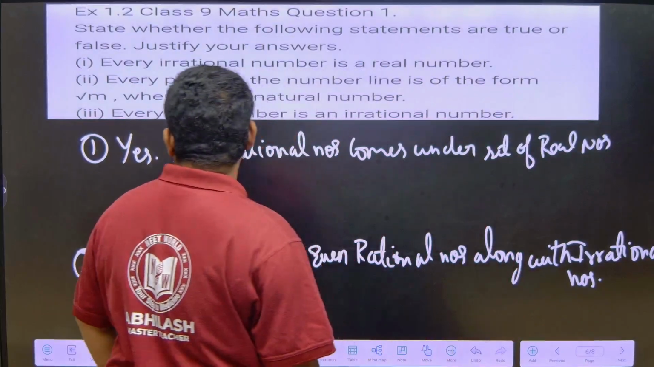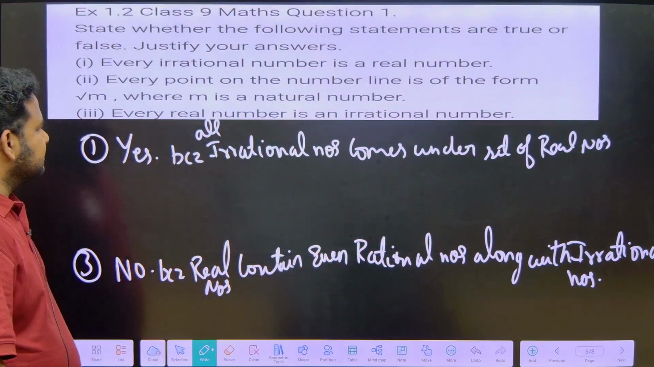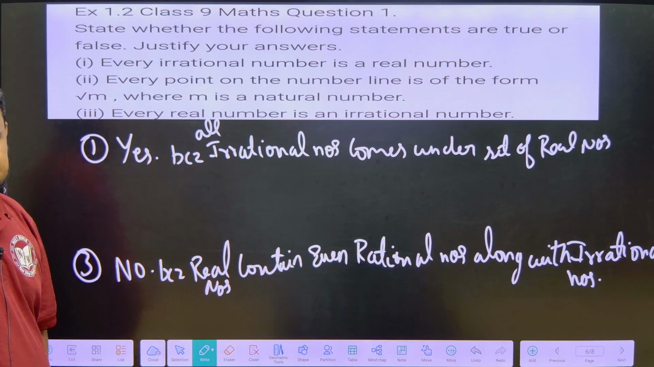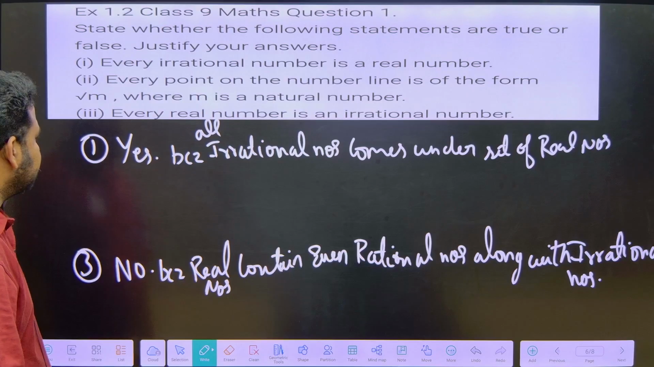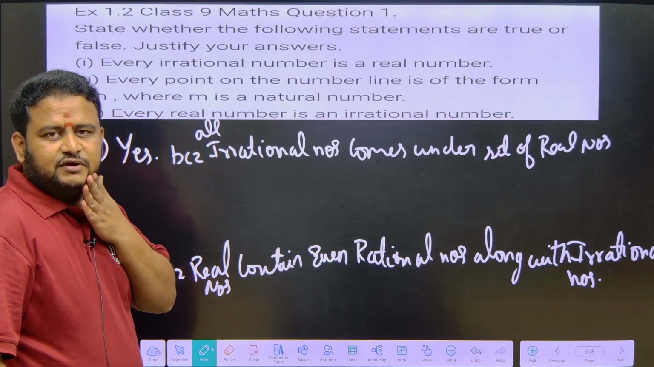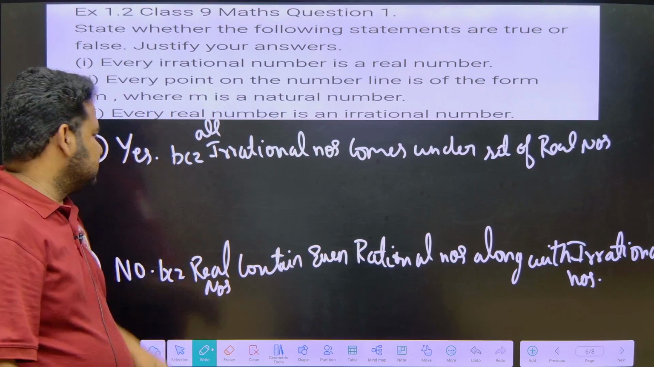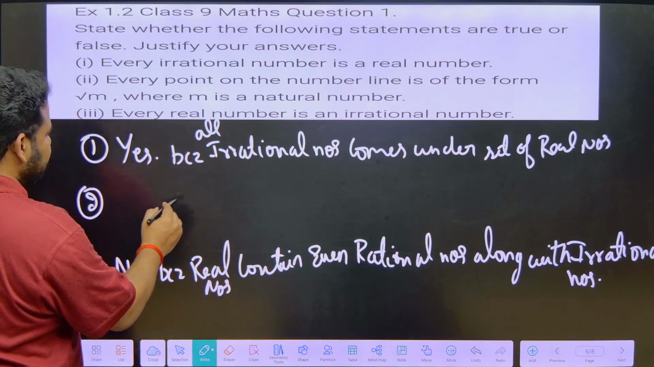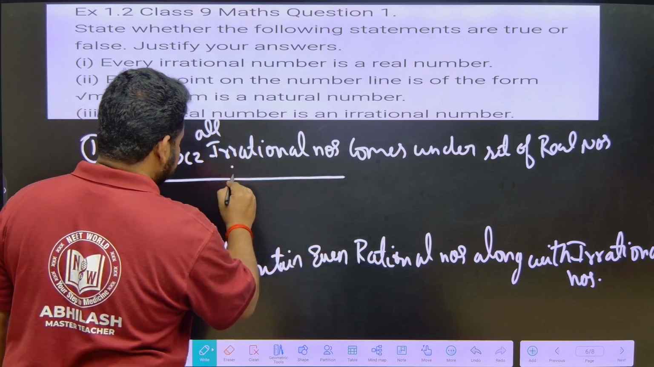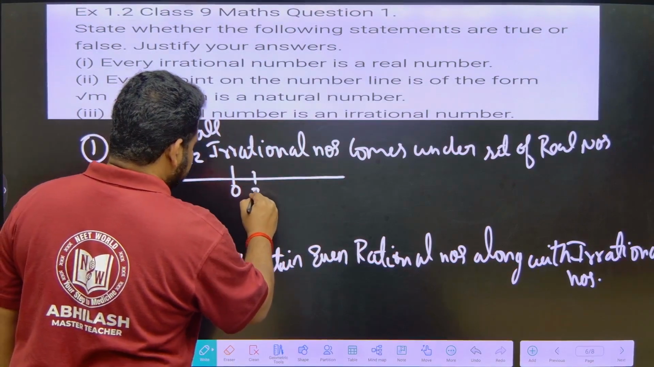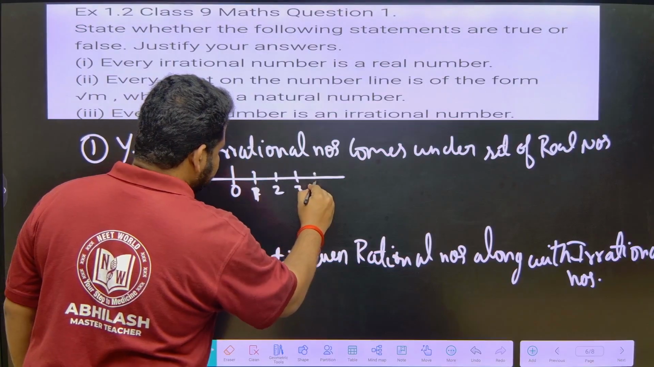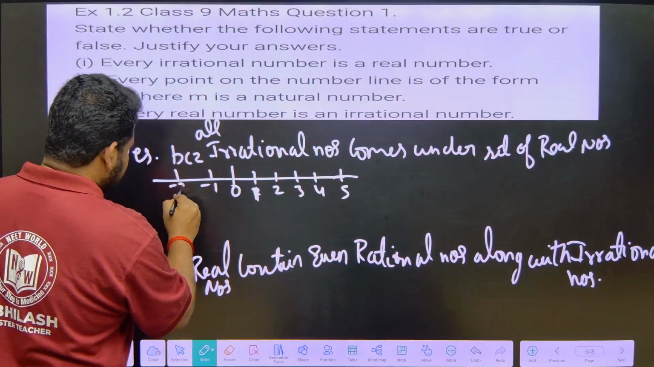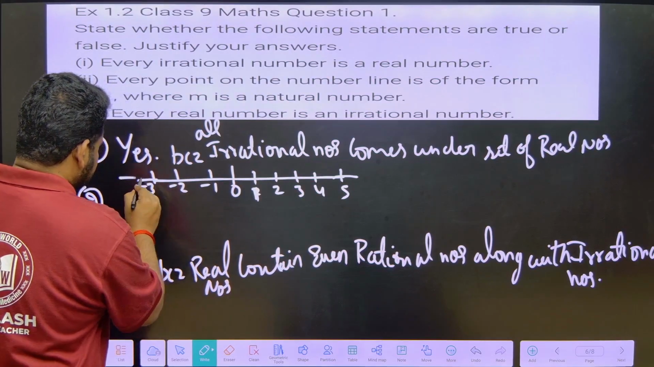Now let us have a look at the second statement. They are telling every point on the number line is of the form root m, where m is a natural number. So here we have to represent a number line. About the number line you already studied in class 8. Suppose I write the number line here. If I write 0 here, 1, 2, 3, 4, 5, something like this. Here it will be minus 1, minus 2, minus 3, minus 4, something like this.